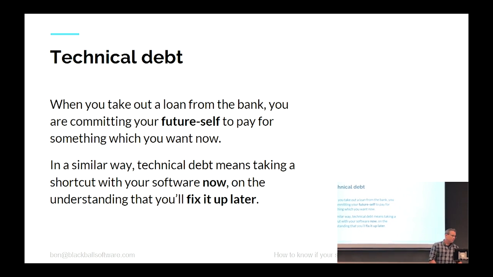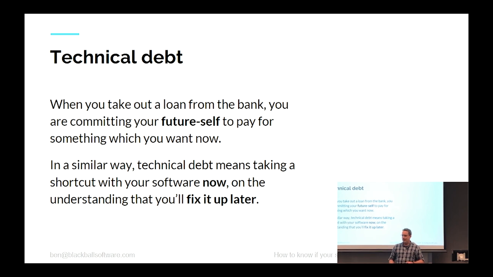Technical debt. Just like a house loan, technical debt allows you to borrow now to get something now in order that you pay it back later. But just like a regular loan, if you don't pay that debt off quickly, it's going to compound and it's going to get worse and worse. And if you make shortcuts in your architecture at the start, then that technical debt is very, very hard to pull out.